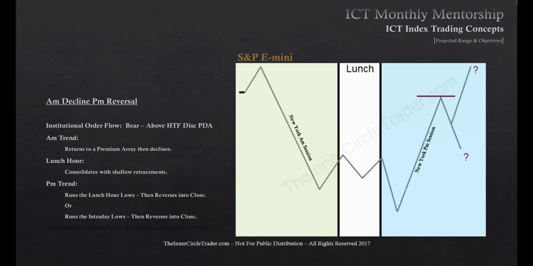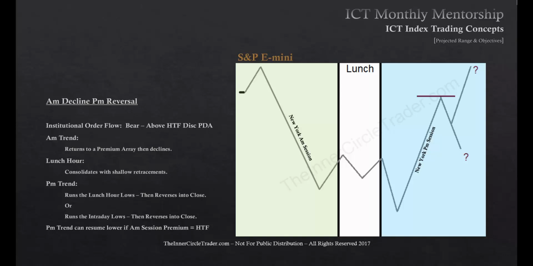So again, like we just said with the AM rally, PM reversal, on this day we can see the lunch hour lows can be violated or traded down, run out the sell stops for any short-term levels created during lunch hour, and then rally in the PM session. Or the PM session, as shown here, runs out the low formed in the New York AM session, then reverses and trades higher.